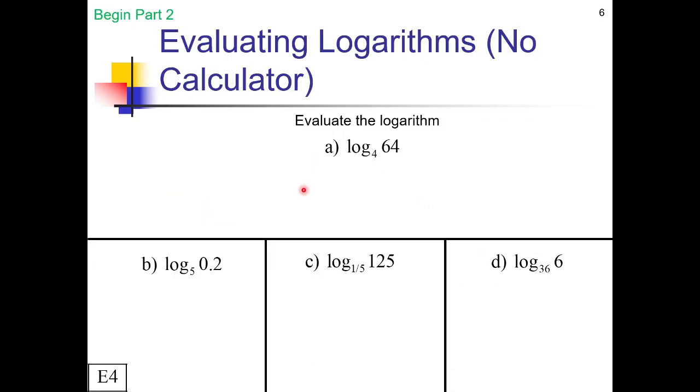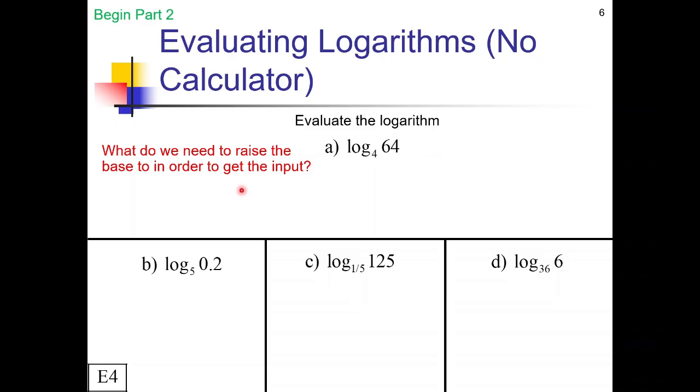All right, welcome back. You're joining us for part 2 of this lesson on logarithms and logarithmic functions. In this one, we're going to start by evaluating a bunch of logarithms. Now, keep in mind on all of these, you're basically just asking, what do we need to raise the base to in order to get the input inside the log function? So remember, you're looking for an exponent that turns the base into the input.